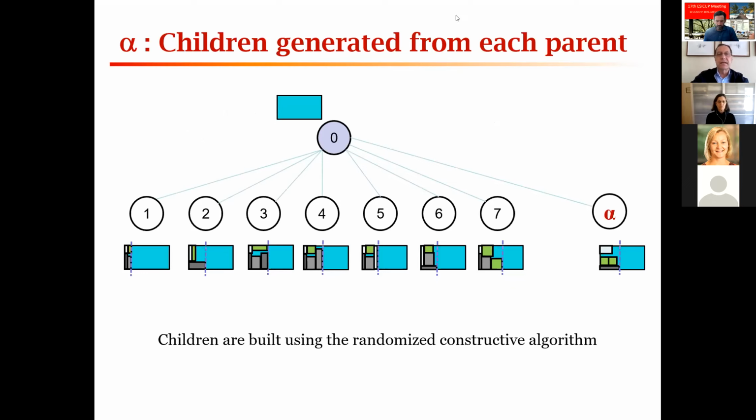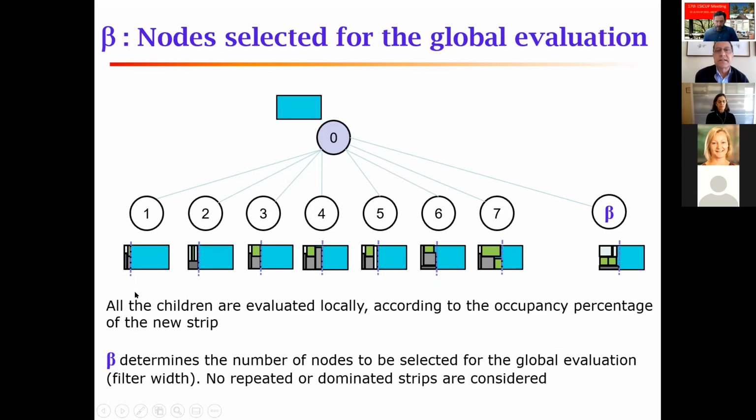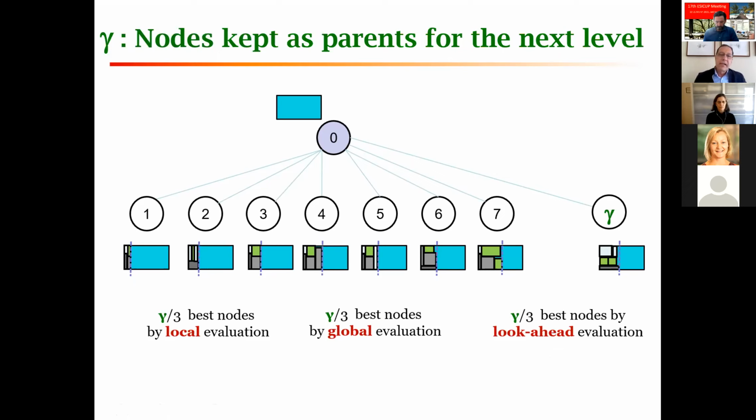So at the beginning, starting from the empty solution, we generate alpha children using the randomized constructive algorithm. Each child consists of adding 1 strip to the current solution. So these children are all locally evaluated using a simple criterion, just the percentage occupancy of the strip, and the best beta nodes according to this local evaluation go to the global evaluation, obviously eliminating repeated and dominated strips.